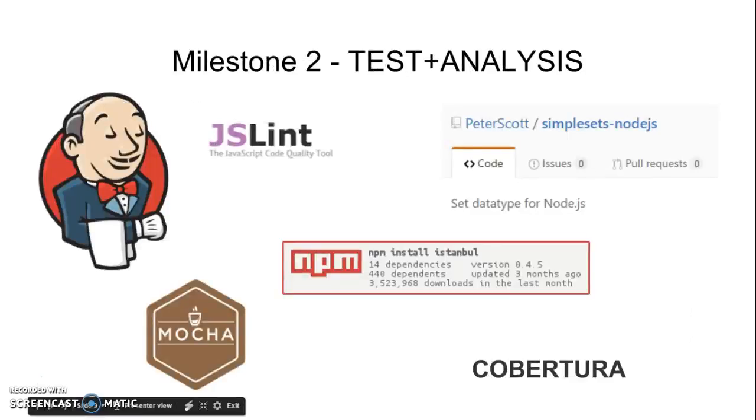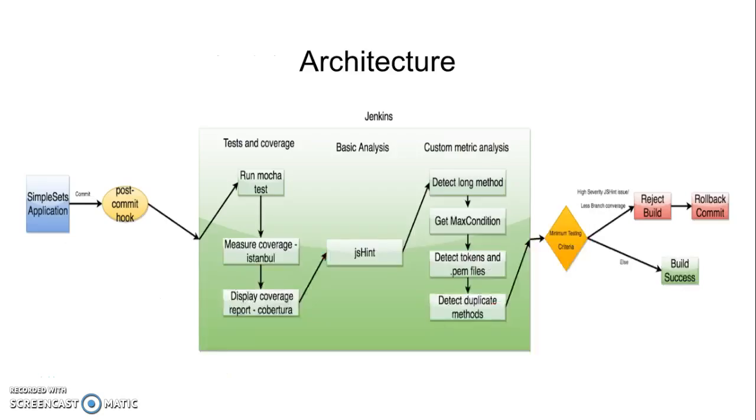So the second milestone was a test and analysis milestone. In this milestone, we switched our system under test to simple sets, which is a Node.js application. So we created a post commit hook based on which certain tests and analysis would get run on our code. And then based on that criteria, we would either roll back the commit, or if all the criteria is satisfied, then the code would get pushed.